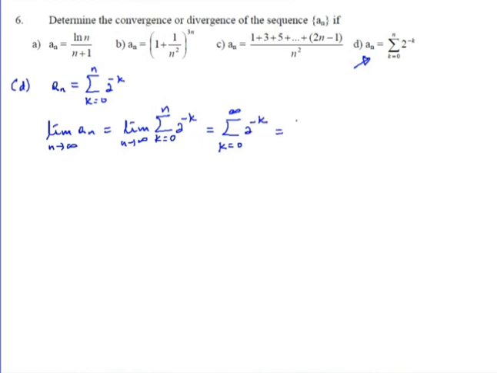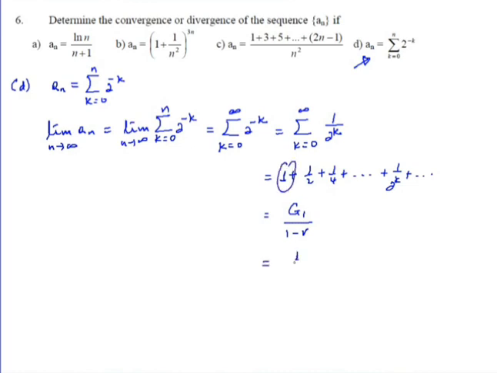This is the same as 1 over 2 to the power of k. This is an infinite geometric series: 1 plus 1 over 2 plus 1 over 4 plus 1 over 8, and so on. The sum of an infinite geometric series is the first term over 1 minus the common ratio. Our first term is 1, and the common ratio is 1 over 2. So this becomes 1 over 1 minus 1 over 2. The result is 1 over 1 over 2, which is 2.